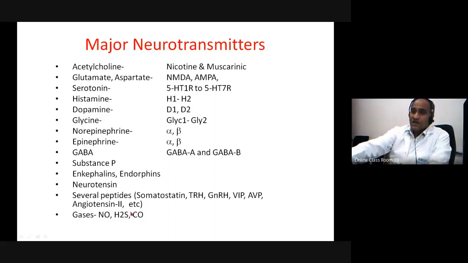These 3 gases are neurotransmitters. Now, once I have listed the neurotransmitters, I should be able to tell at least 5 of them at any given point of time without thinking: starting with glutamate, acetylcholine, serotonin, histamine, dopamine, glycine, GABA, substance P, neurotensin, angiotensin 2, and so forth. You can just say that.